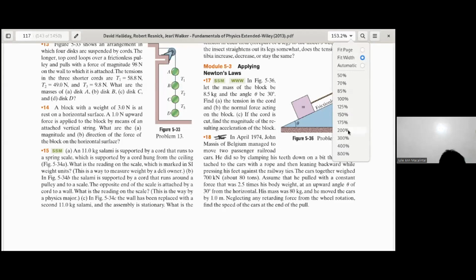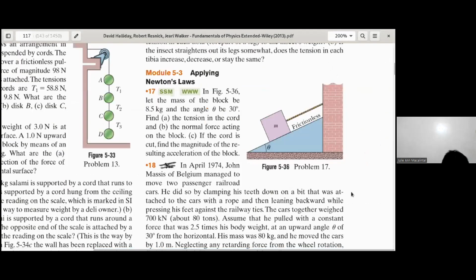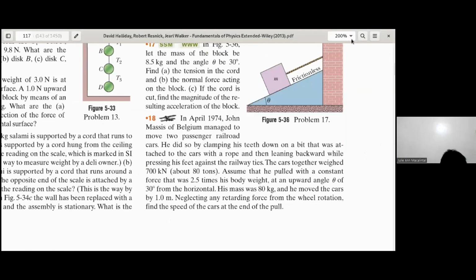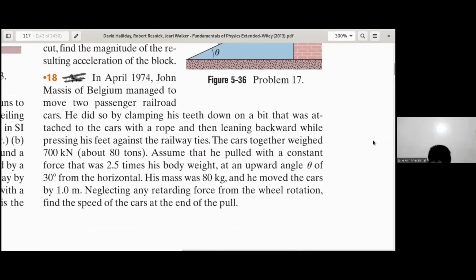So, lagay ko sa 200. Ito. So in April 1974, okay, let me zoom in some more. Yan. John Massis of Belgium managed to move two passenger railroad cars. He did so by clamping his teeth down on a bit that was attached to the cars with a rope, and then leaning backward while pressing his feet against the railway ties. The cars together weighed 700 kilonewtons.